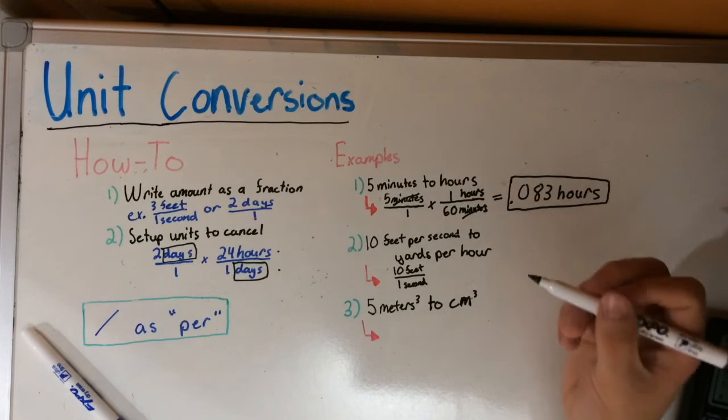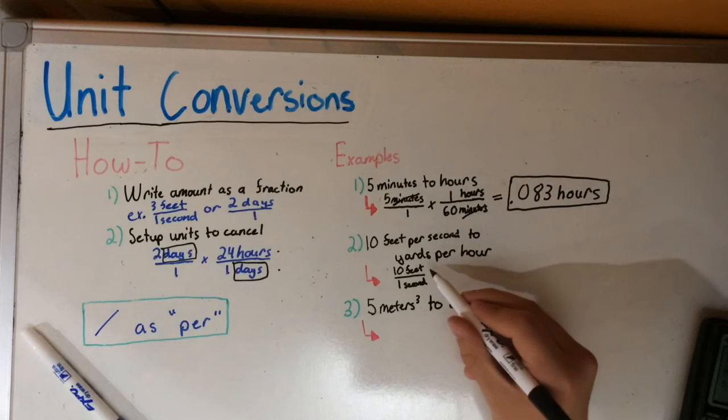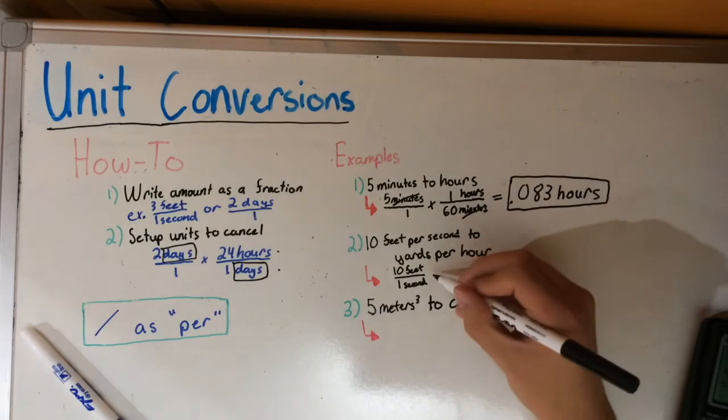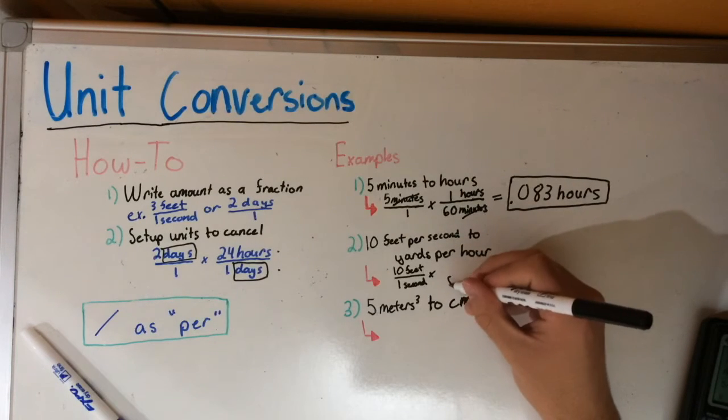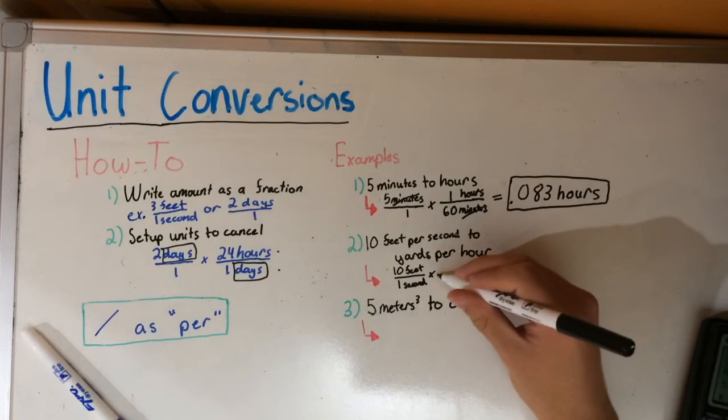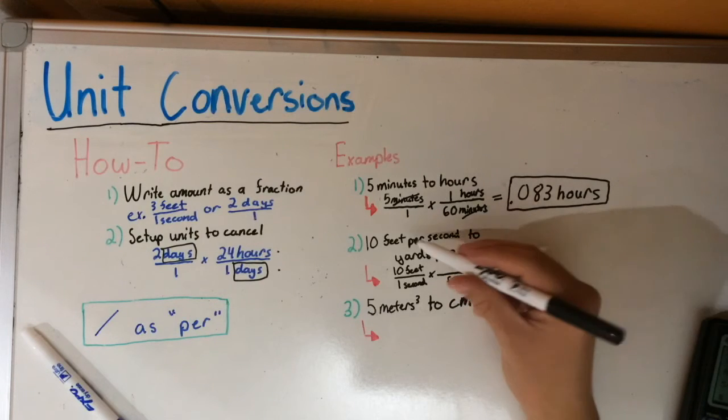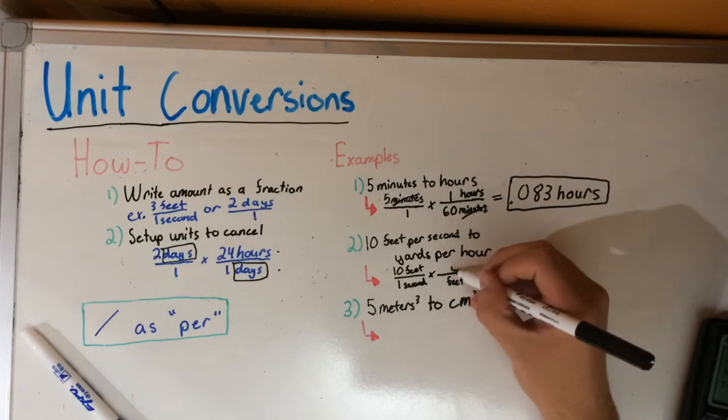And we're going to go ahead and take care of 1 unit at a time. So we're going to go ahead and take care of feet first. So we're going to multiply, put feet on the bottom because we want it to cancel out. And we know that we want to go from feet to yards. So we'll put yards on the top.